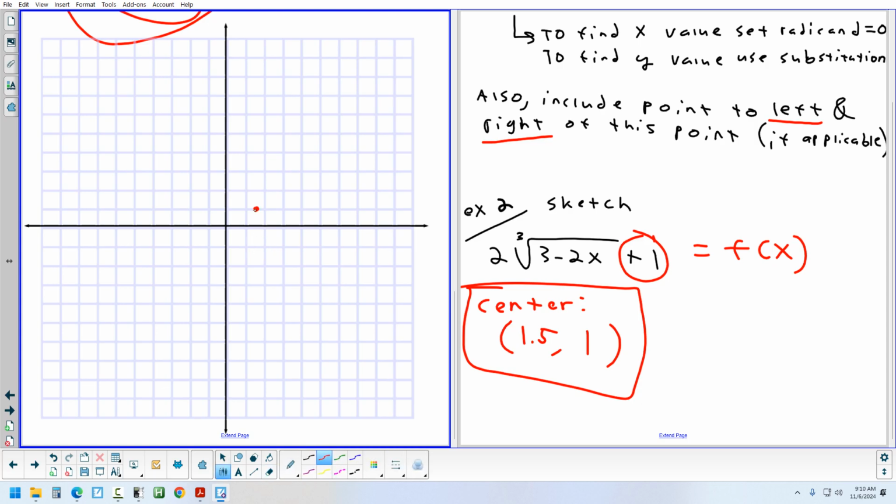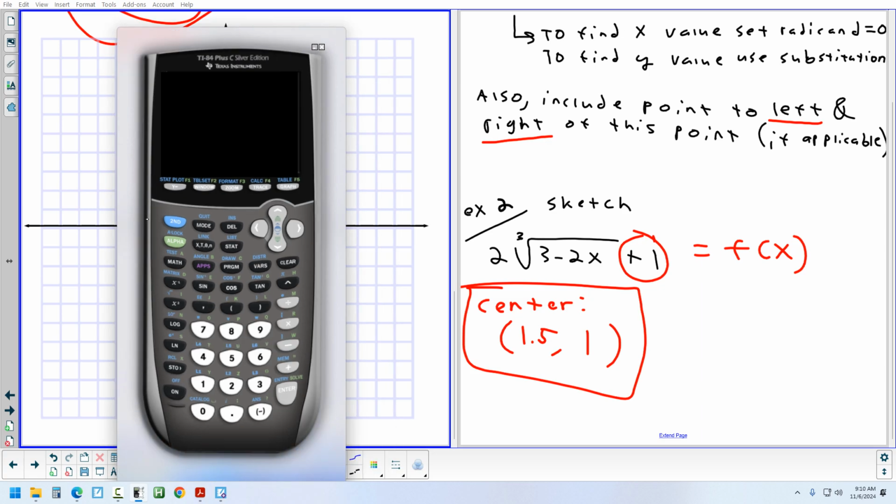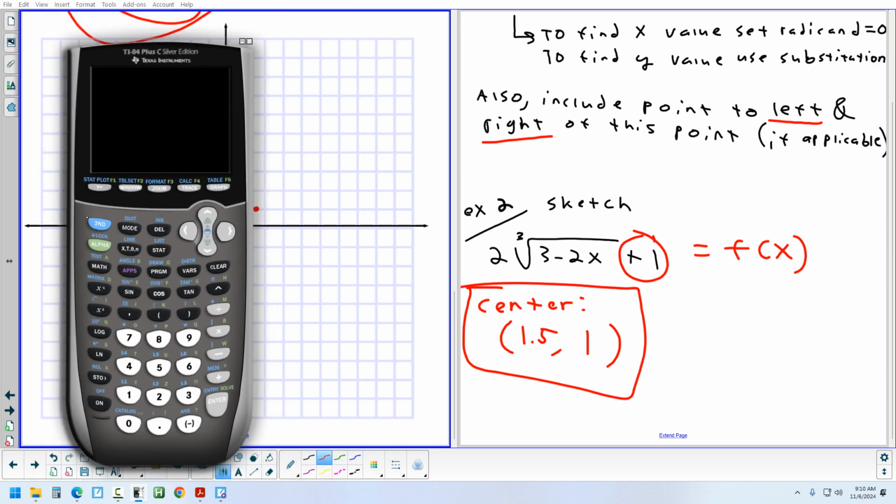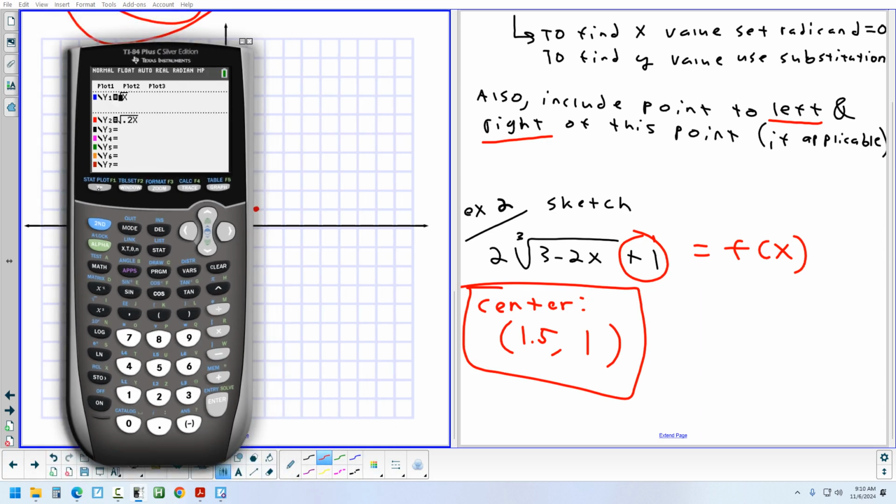So there's my center. Now, because it's a center point, do I check points on one side, or do I check points on both sides? Both sides. And the quickest way to check points is to plug that in and use the table. I don't have to use a table, but it's faster.